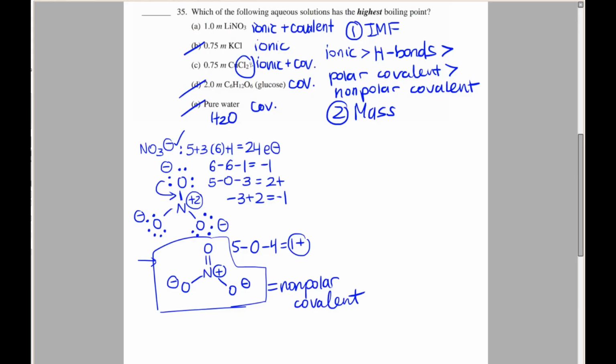And anything that is only made up of the same type of atom is going to be nonpolar covalent, because they're the same types of atoms, so there's not going to be any difference in electronegativity and stuff like that. So there's not going to be any net dipole moment. So this one is also going to be nonpolar. So I'm going to write that down.